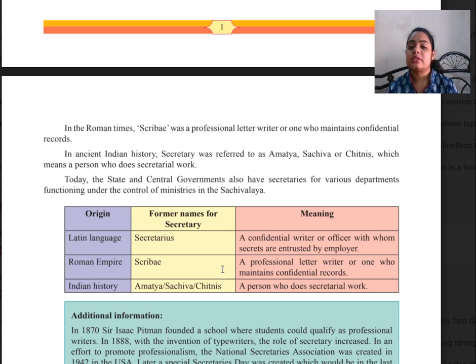For him, he works, and there may be secretaries appointed for the people who work in central or state government as well. Today, the state and central governments also have secretaries for various departments functioning under the control of ministries in Sachivalya.